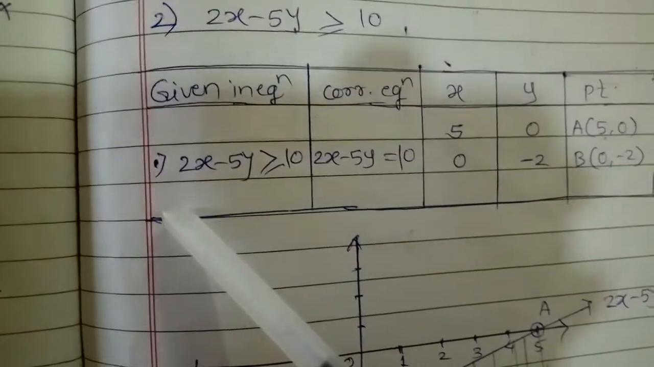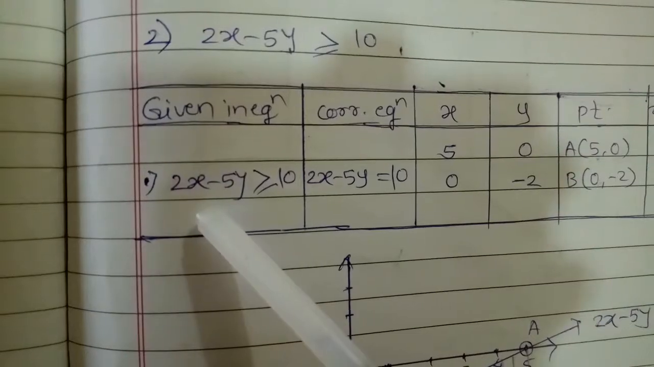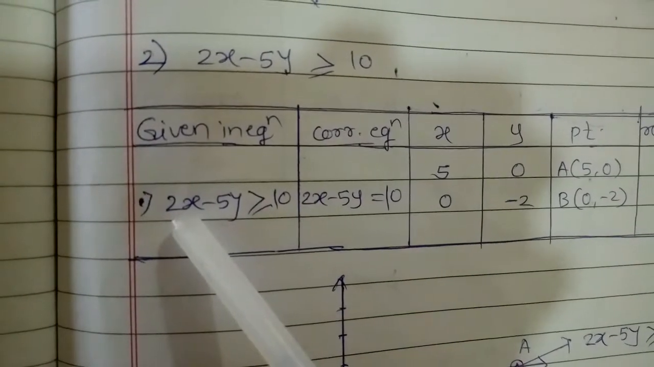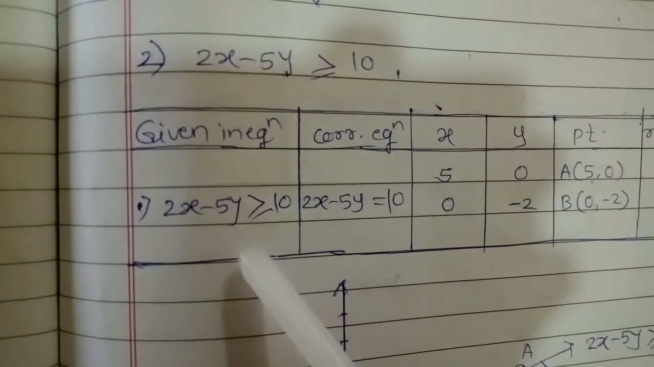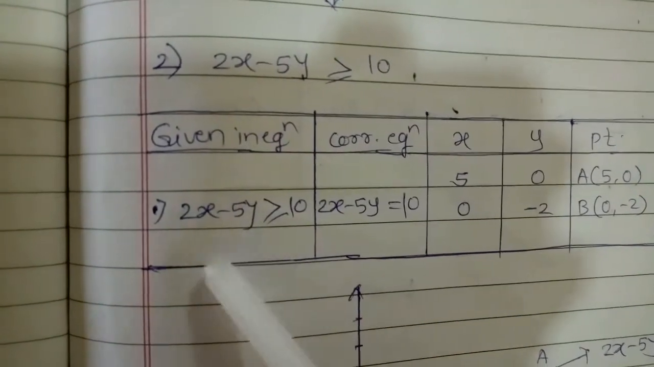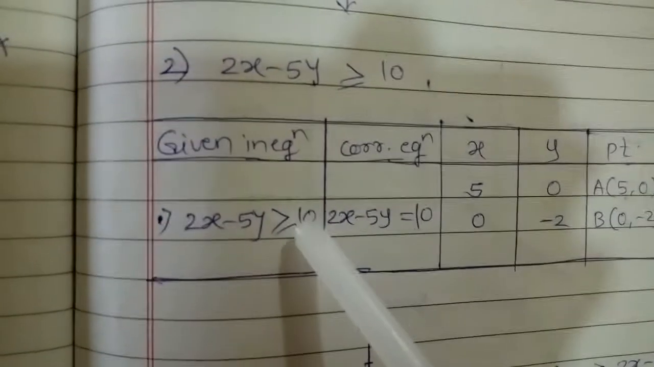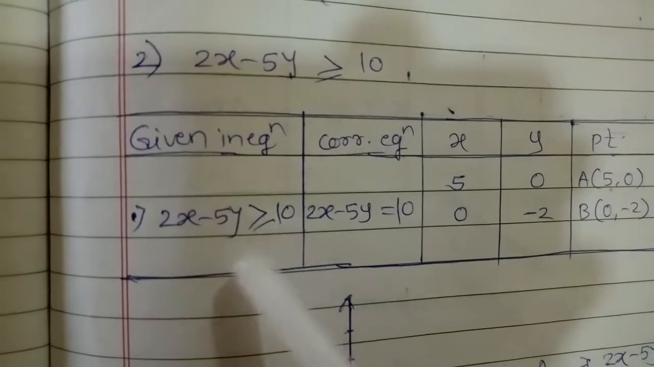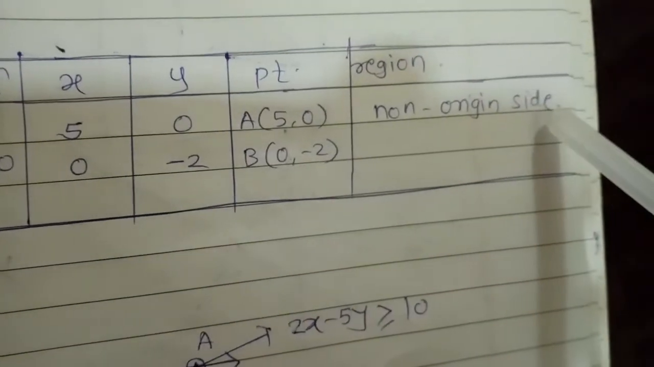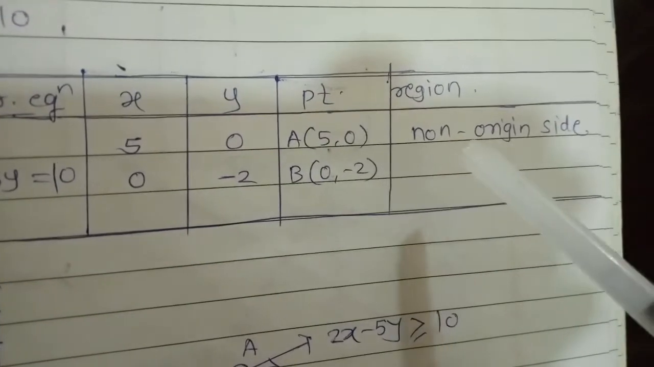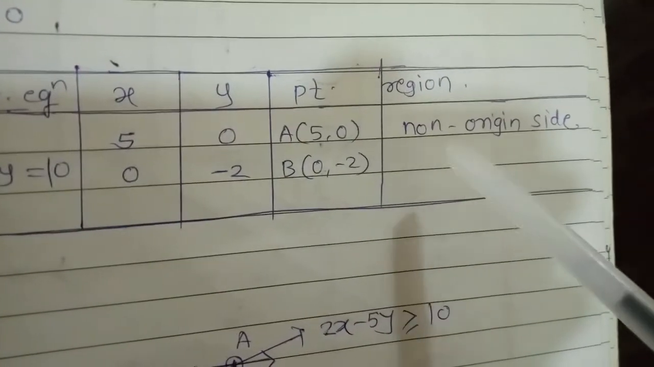Again we put the coordinates of the origin in this equation. The coordinates of the origin are (0, 0), so x equals 0, y equals 0, so the left side we get 0, and 0 is greater than or equal to 10, which is not true, and so we have to draw the arrows on the non-origin side. So remember this: how to draw the arrows and how we choose the region, origin side or non-origin side.